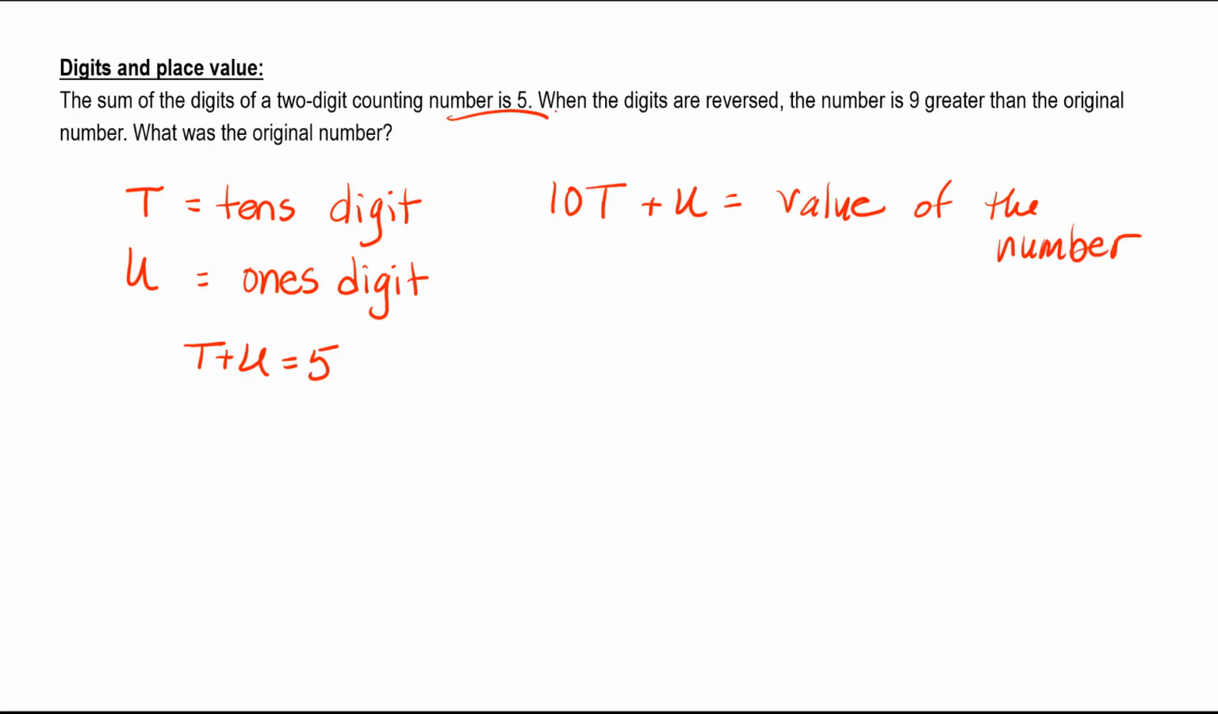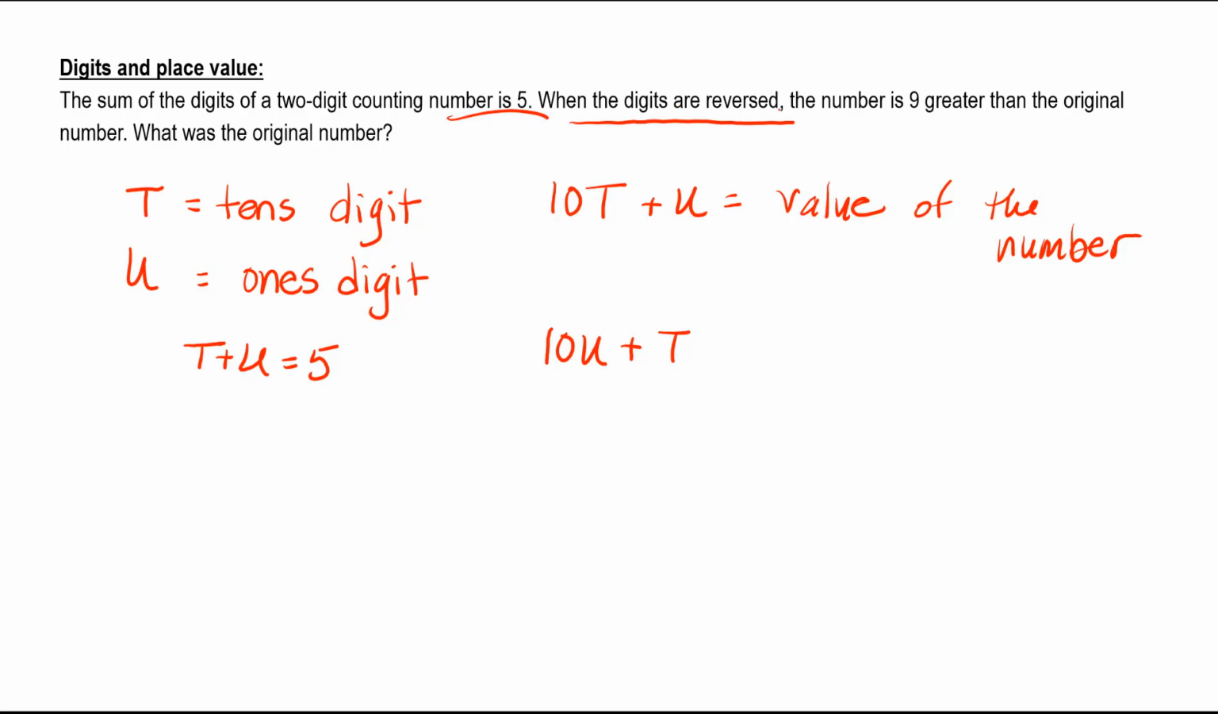But now it's telling us that the digits are reversed. This original number has the T coming first and the U second. They're saying we're going to reverse the order of the digits, which means that U is first and T is second, so U is now in the tens place. So it's worth 10 times the value of U. The new number when the digits are reversed is going to be 10U plus T, because now the tens digit is in the ones place, so it's only worth whatever that digit is. So that's the value of the number when the digits are reversed.